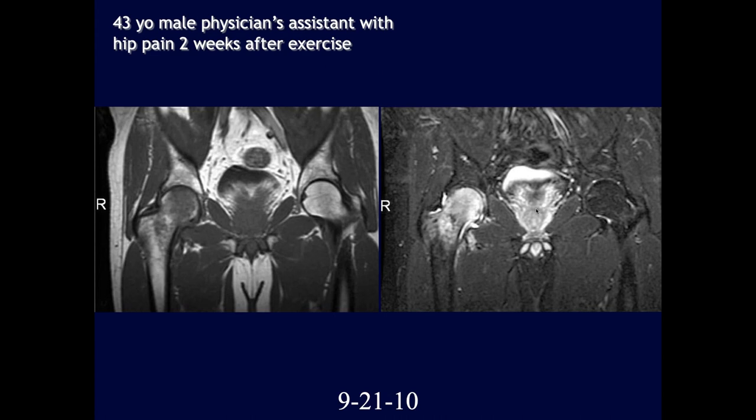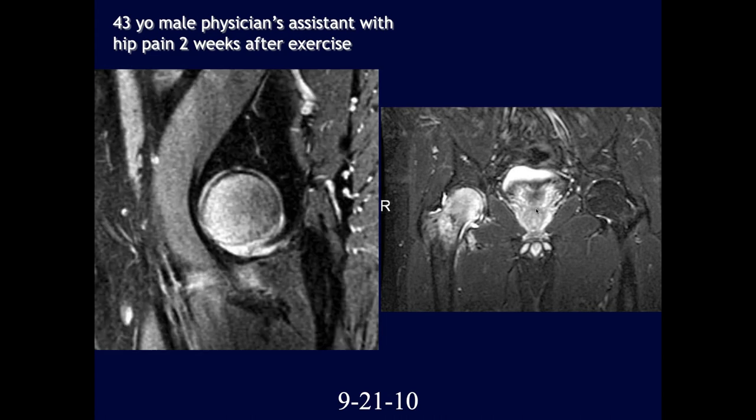Now, this was a 43-year-old male physician's assistant who had hip pain 2 weeks after exercising. This was on 9/21/2010. What do you think of this case? Looks like extensive marrow edema throughout the right femoral head, extending up to the subchondral bone, and into the femoral neck as well. There's some more studies. Yep.